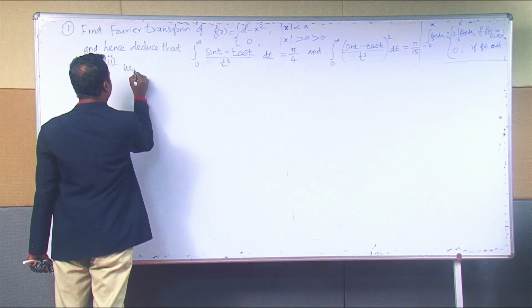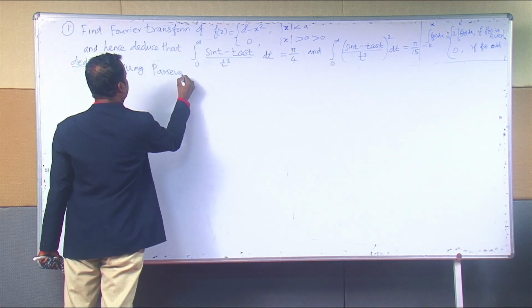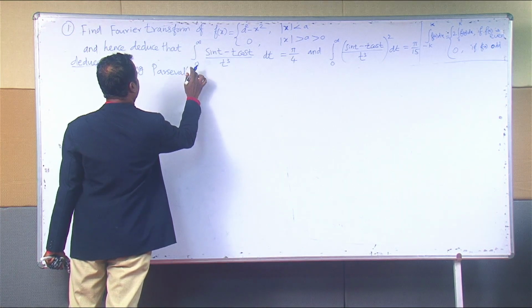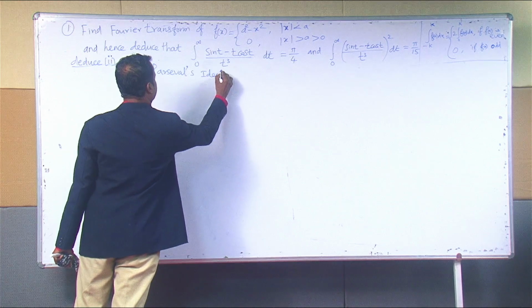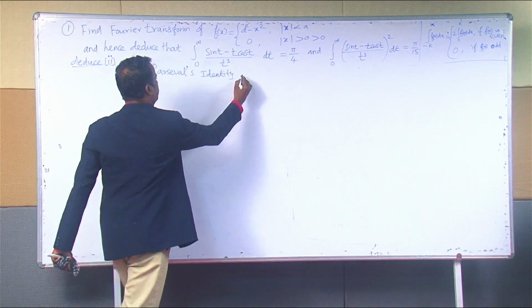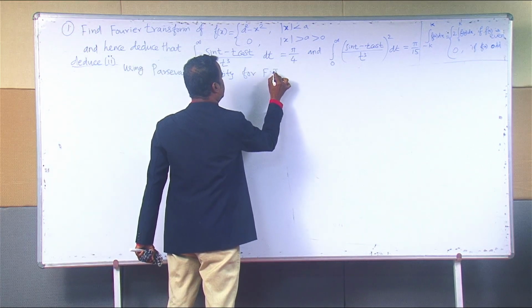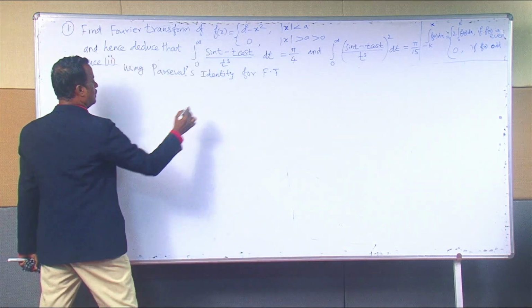Using Parseval's identity for Fourier transform, by using the Parseval's identity for Fourier transform.